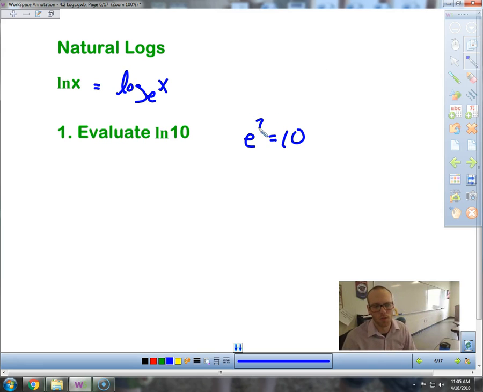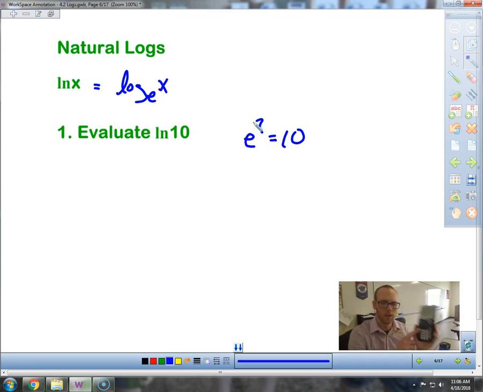Now e is actually closer to 3. And if I think about that, 3 squared would be 9. 3 to the 3rd would be 27. So that would say between 2 and 3. So I'm expecting between 2 and 4. 4 is probably going to be too big. Let's see what we get when we type this in my calculator.